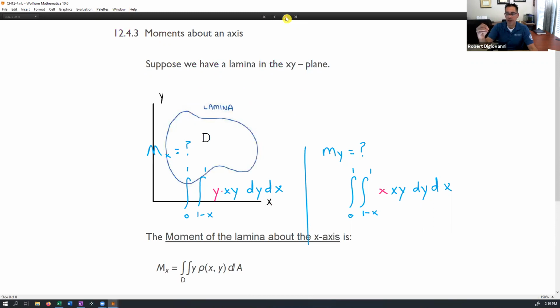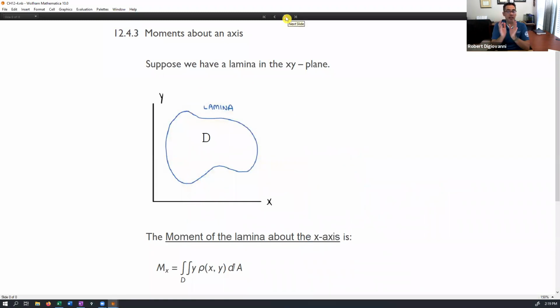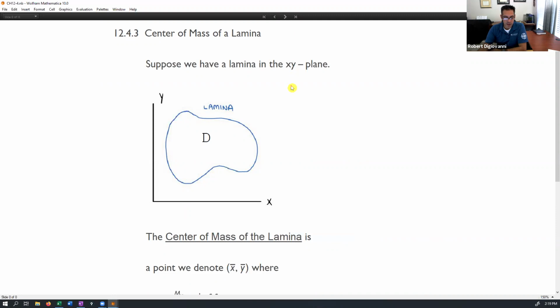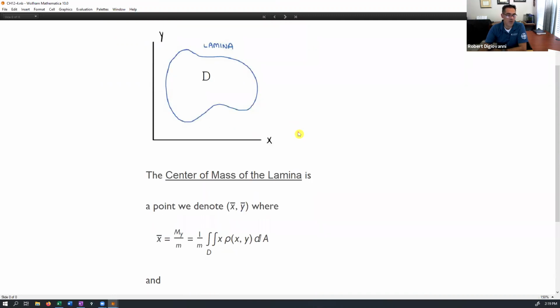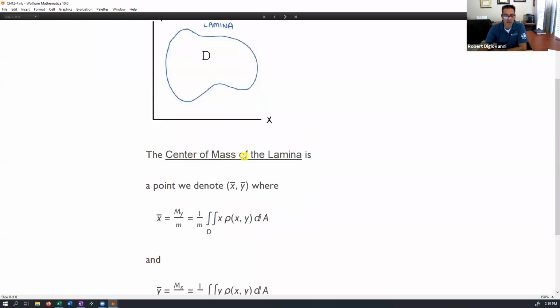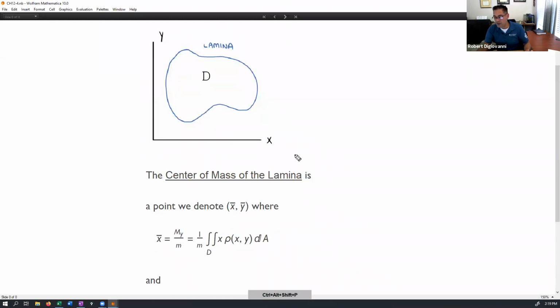Okay, so we have this idea of a moment. So just to be clear, to get the mass of the lamina, you have to do some double integral. Once you have the mass, if you want to do the moment about the x-axis, that's a different double integral. If you want to do the moment about the y-axis, that's a different double integral. And then that finally brings us to the center of mass, which is what the whole goal of this was: how do you find the center of mass of a lamina? So if you're given a lamina, how do you actually find the point in here that's your center of mass? And it's a point, right? We call that center of mass the point x bar, y bar.